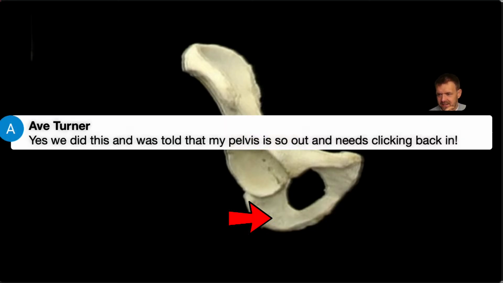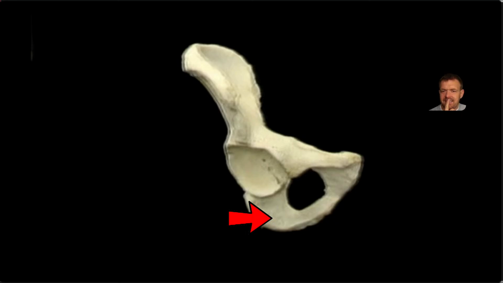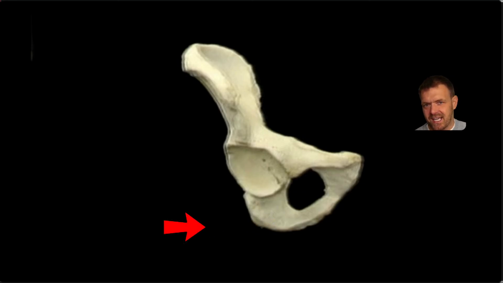This is definitely worth a mention. Did this and we're told my pelvis is so out and he's clicking back in. Oh, it's one of the reasons why I do this, because it's a very common thing that we hear. Just the reliability of the palpation in that area is so poor, but the very notion that you think that it's out, like dislocated, just wait until we see the ligaments, and yeah, good luck with having a pelvis that is out.